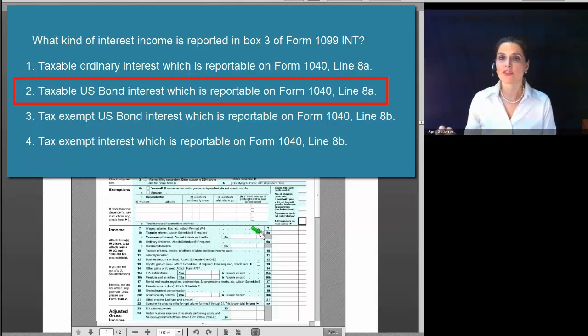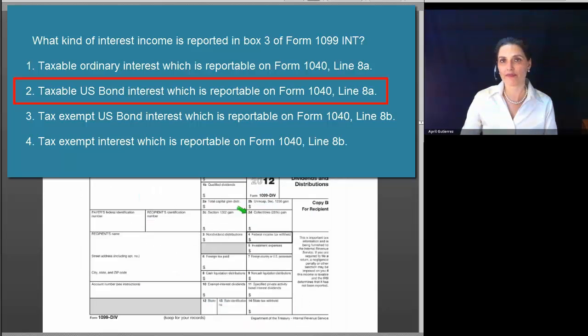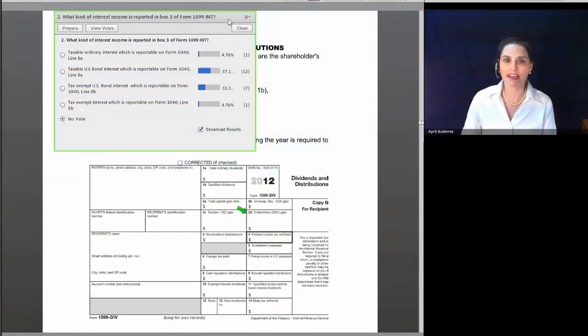But your software should also know that any amount that's in Box 3 of the 1099 INT is reportable on line 8A. It doesn't get any special treatment on the 1040 at all, with the one exception being that if you use your U.S. bond interest to pay qualifying higher education expenses, then you can file that particular form to exclude the U.S. bond interest from your income. But that form is incredibly rare. I rarely have people who have U.S. bond interest income in the same year they pay educational expenses, but it can happen.